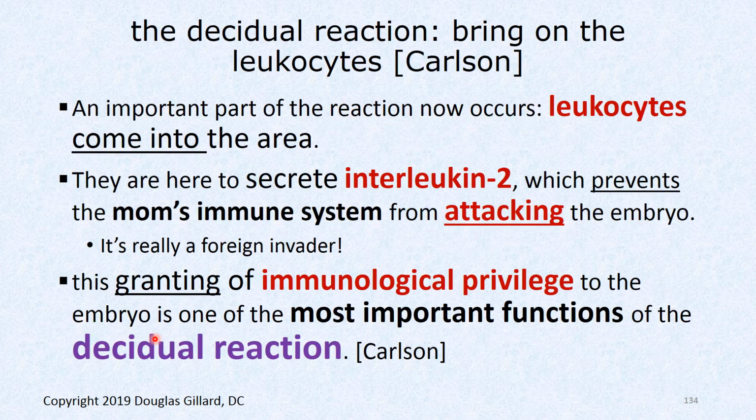All right, so part of the decidual reaction, we're almost done, is these weird leukocytes coming into the area, secreting interleukin 2, and that's telling the mom's immune system, hey, back off, leave our zygote alone, don't kill our embryo here. This is a new life, and that's super important. This is supposed to be the most important function of the decidual reaction, according to Carlson. It's called granting immunologic privilege to the zygote, and it's super important.